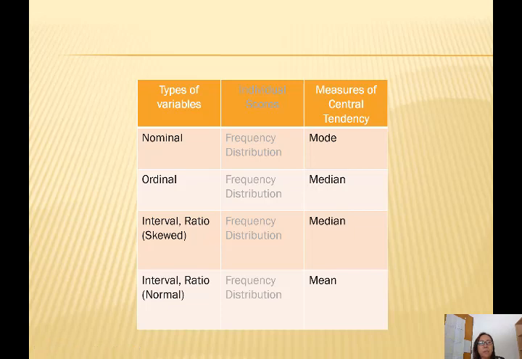So let's go back to the chunk here of the table that we saw in the very beginning. So I kind of shaded off the individual scores column so we can just look at the types of variables and measures of central tendency together to see which one goes with what. For nominal type, it says to use mode. For ordinal type, it says to use or report median. And then for interval ratio, which is skewed data or normal or continuous data together, it says to use median for skewed data and mean for normal data.